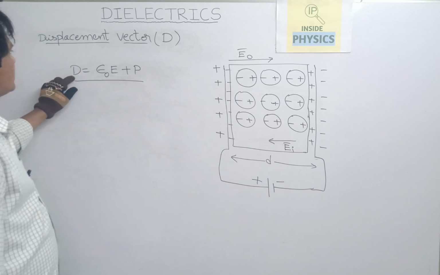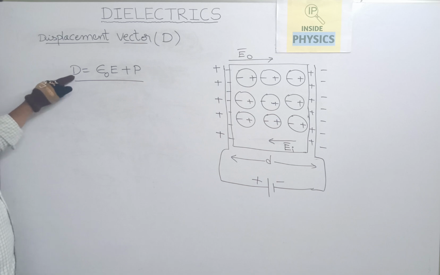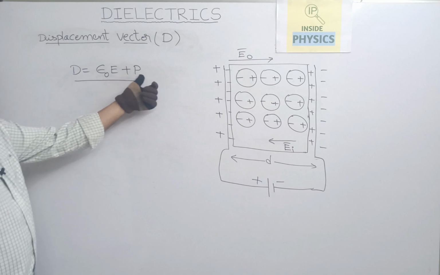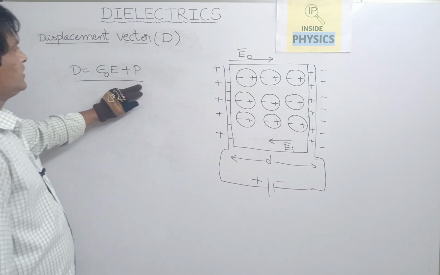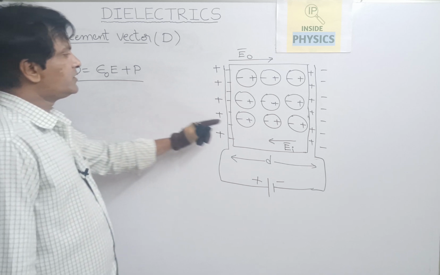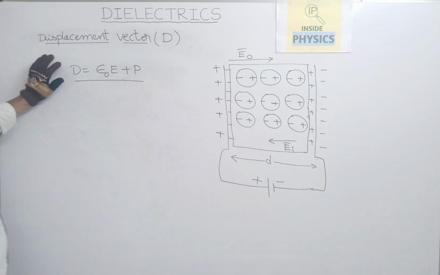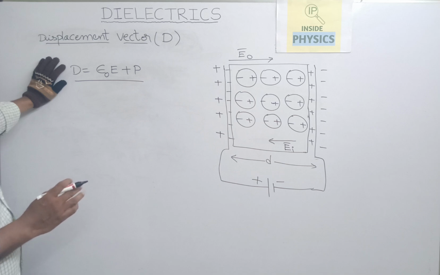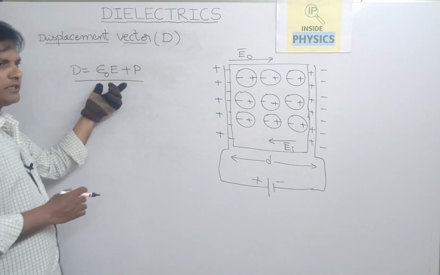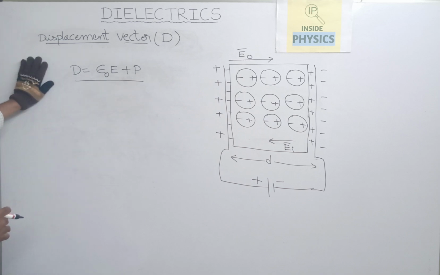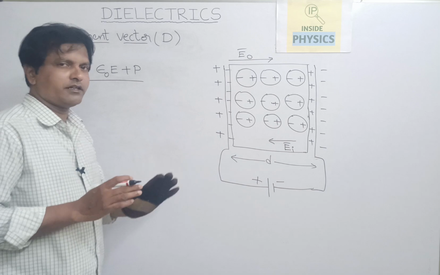We have already discussed D is an auxiliary vector introduced to study the combined effect of external applied field and polarization. The polarization will start at the bound charges and end at bound charges. The displacement vector starts at free charges and ends at free charges. So this is the relation through which we can understand the displacement, electric and polarization vectors. So this is how we will understand the dielectrics.